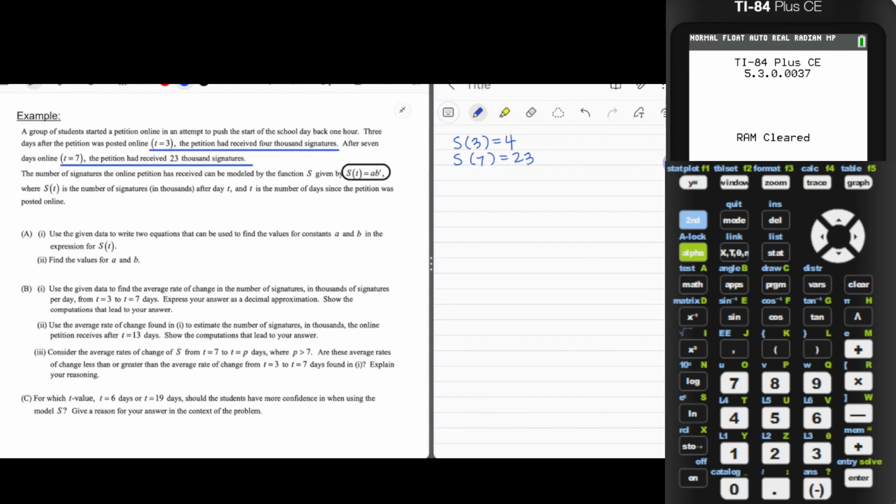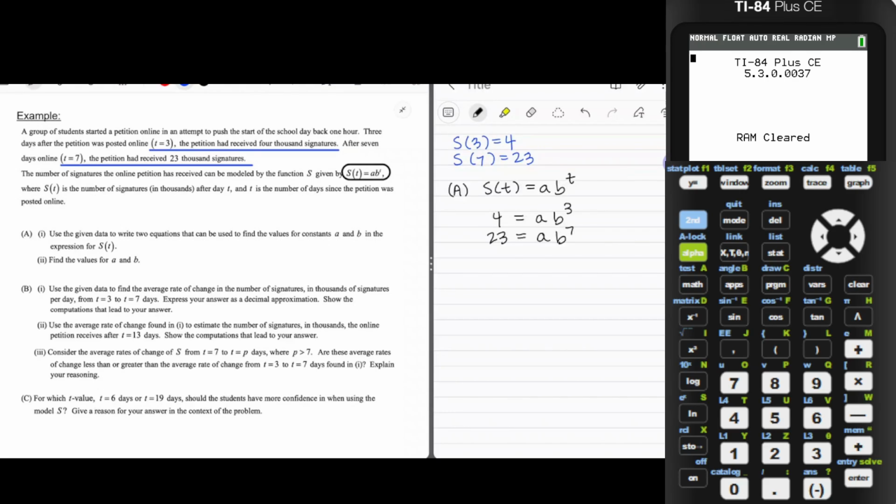Okay. Part A is going to ask us to write 2 equations that can be used to find the values for constants A and B in the expression for S of T. Well, for S of T equals A times B to the T, what I'm going to be doing is just plugging in 4 and 23 for S. So 4 is S when T is 3, so A times B to the third. And then when T equals 7, S is 23, so 23 will equal A times B to the 7.